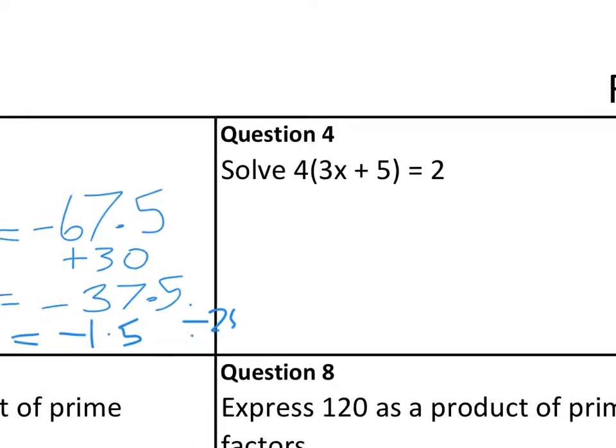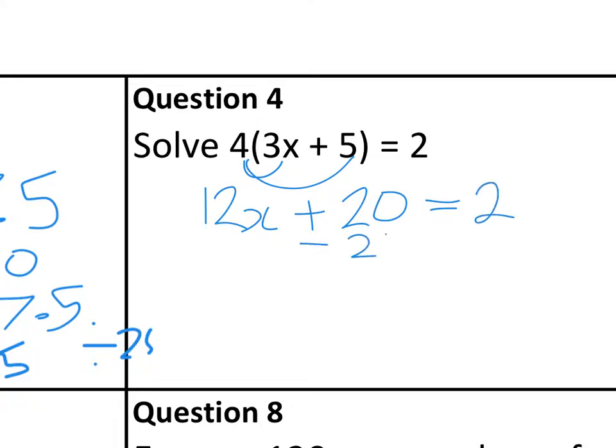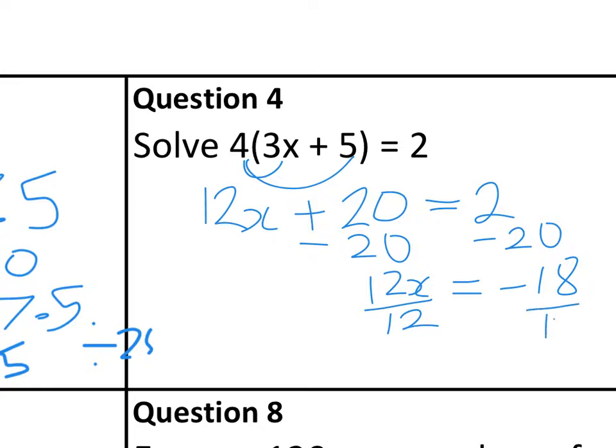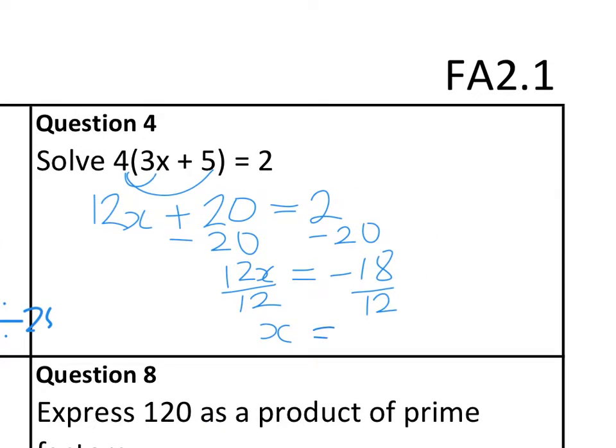Okay, here's a similar one. 4 times 3x, 12x, 4 times 5, 20. Take away 20 from both sides. 12x is negative 18. Divide by 12. So you could use a calculator, or if it was non-calculator, I could simplify. These are both in the 6 times table, so it's negative 3 over 2, so it's actually the same, negative 1.5 again.